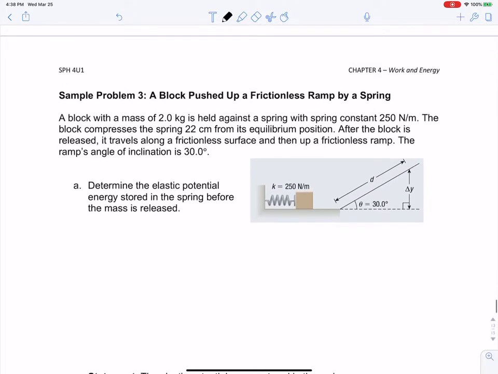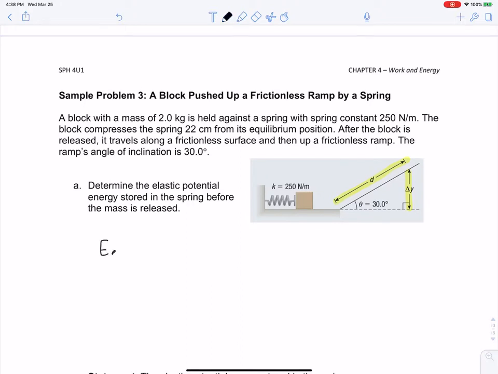Let's take a look at our last sample problem. Here we have a compressed spring which is going to launch a mass of 2 kilograms, and it's going to cause it to slide up a ramp. Now it's going to travel a distance of d along this ramp, but the type of energy it possesses at the highest point along this ramp will depend on its height, delta y, above the ground. So even though it's sliding up the ramp, what it will end up with is gravitational potential energy. The first thing we want to do is to determine the elastic potential energy stored in the spring before the mass is even released.